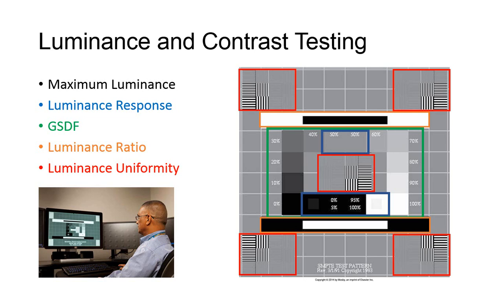Another contrast-related test is called the luminance ratio. It compares the maximum luminance to the minimum luminance value. It can be measured in the black and white bars located above and below the ring of 10% variable density squares. And finally, luminance uniformity refers to the consistency of a single brightness level displayed across the area of the screen. This can be measured at each of the four corners of the SMPTE pattern, as well as the center, and should not deviate more than 30% from their average.